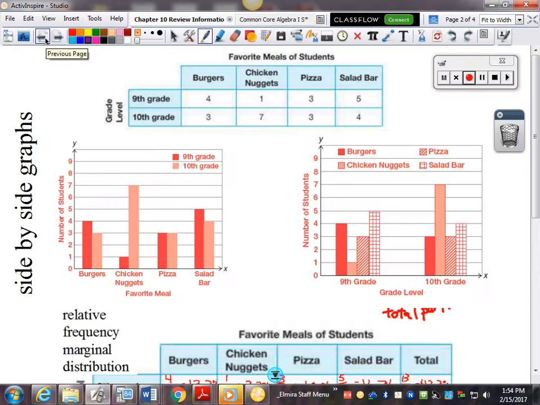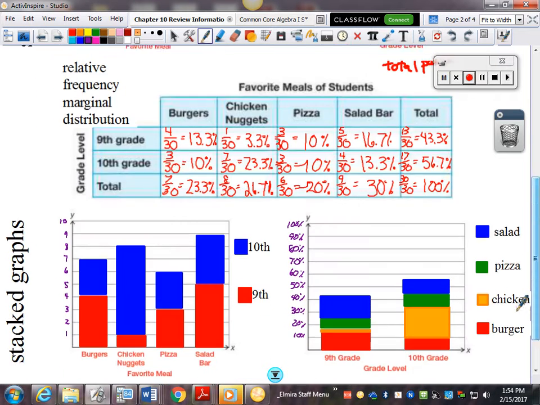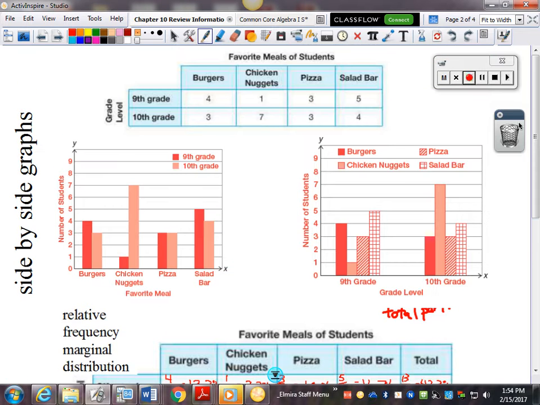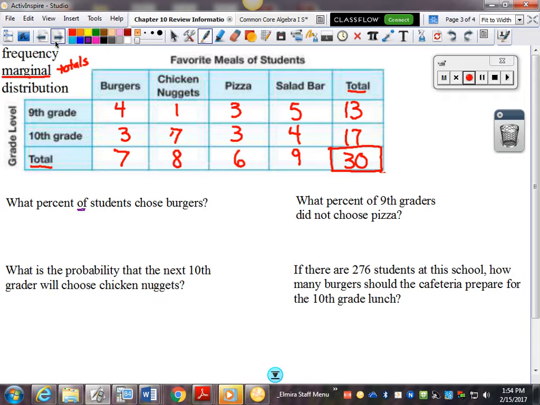These percentages down here from this chart are not always going to be helpful, because we might be talking about a specific group. We might just be talking about the people ordering burgers, or we might just be talking about one grade level. So there might be some conditions to our percentages. This says what percent of students chose burgers. "Of students" and "chose burgers" are the two things, and we're making a fraction out of this.